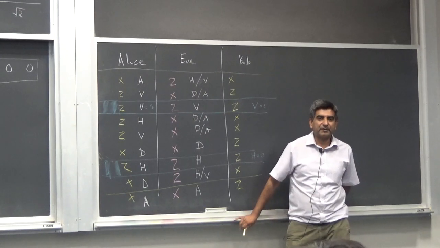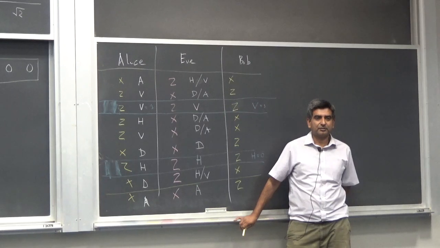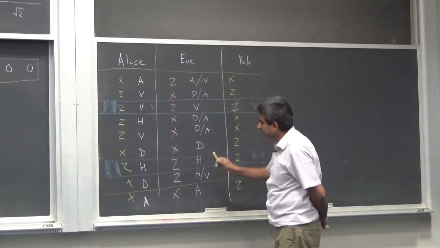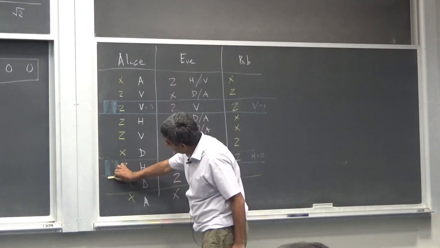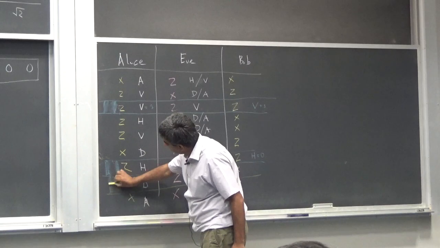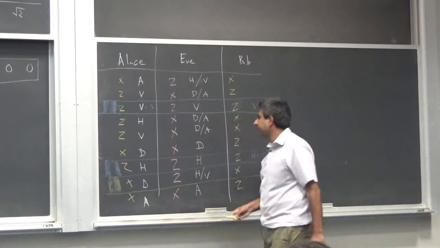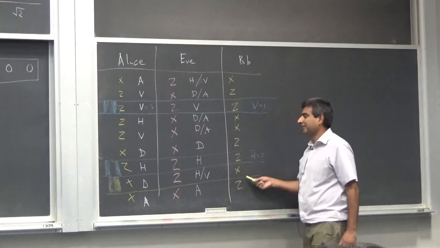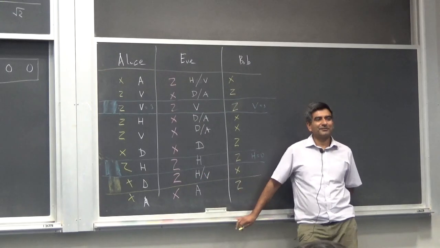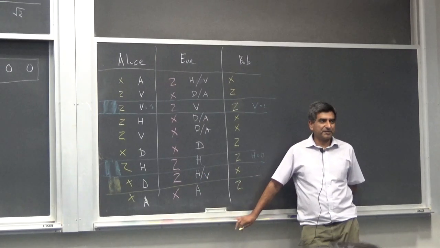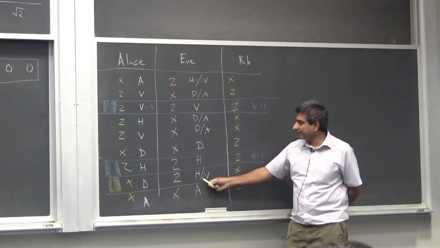How many times would this happen when all three of them match? Half. So let's work this out in a minute. Now let's look at this scenario over here. In this scenario, Alice and Bob use the same basis, but it's different from the basis in which Eve has made a measurement. So in this case, there are two scenarios.